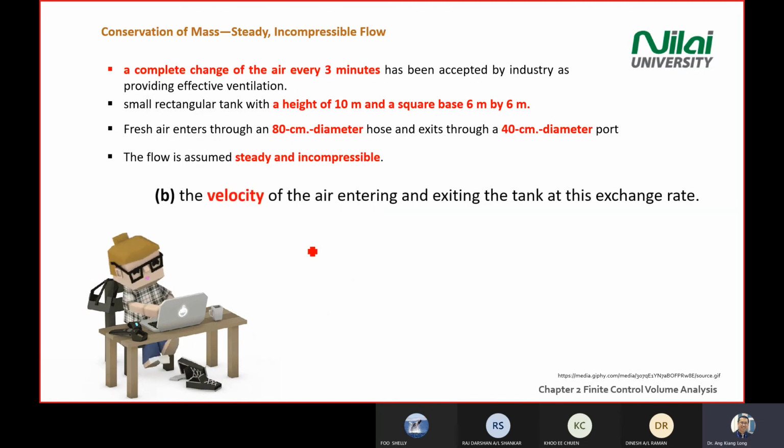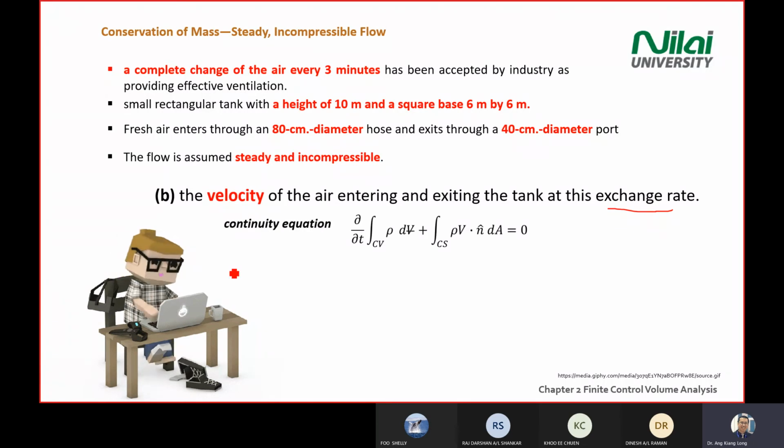So we look for B. B is the velocity that is entering into the tank by using the exchange rate that you calculated just now in A. So we need to use the continuity equation. Continuity equation means the m dot inside your system equals 0. So you write this continuity equation, you get 1 mark.